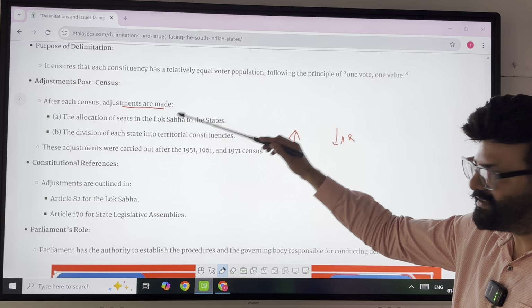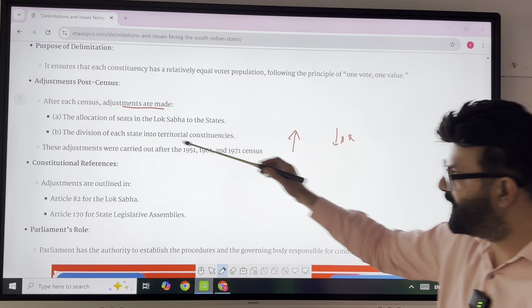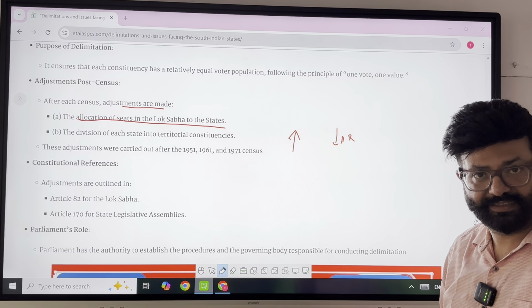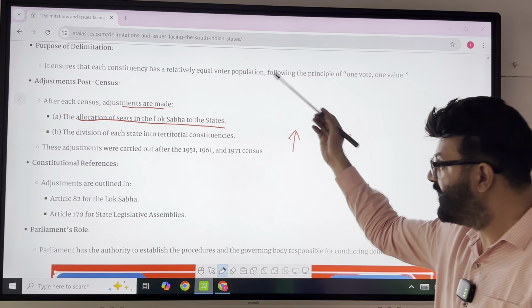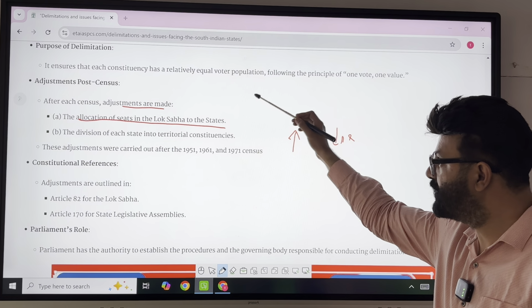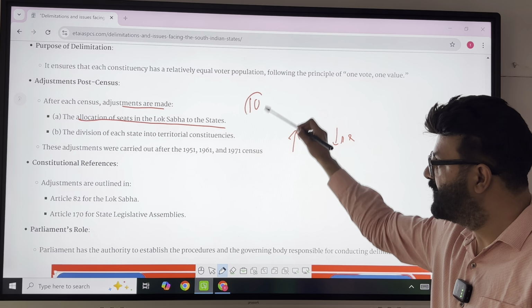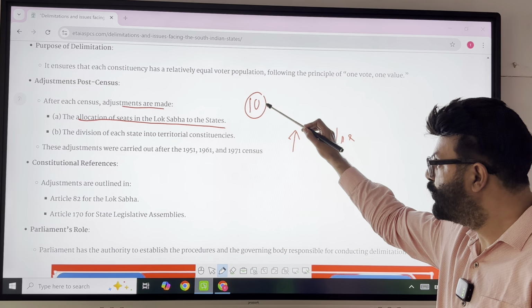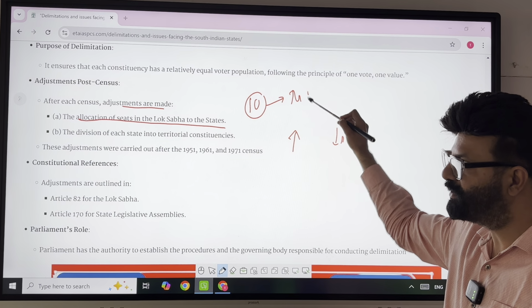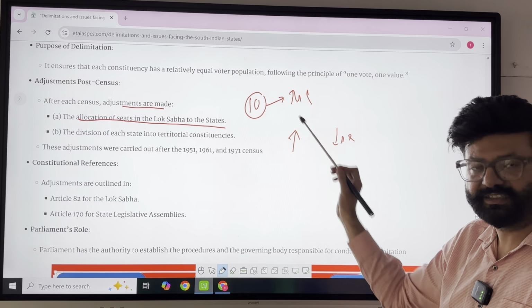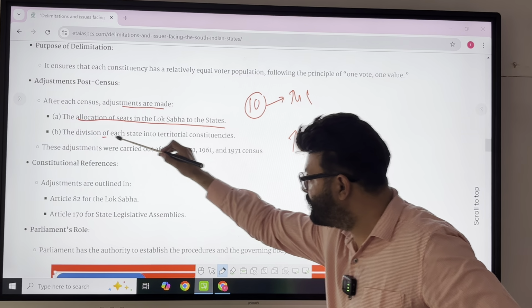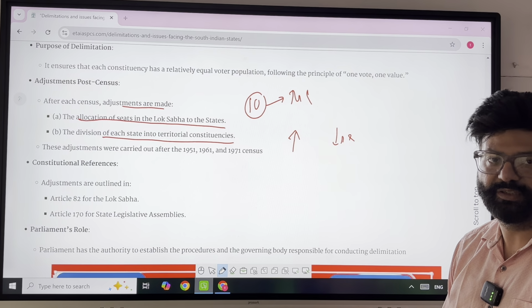Now, when the census comes, where will the adjustment be made? First, allocation of seats in the Lok Sabha to the states. Let us say earlier the Lok Sabha seats were 10. Now, if the population of a particular state has increased, Lok Sabha seats will increase also. So, allocation of seats in the Lok Sabha to the states. Second, division of each state into territorial constituencies.